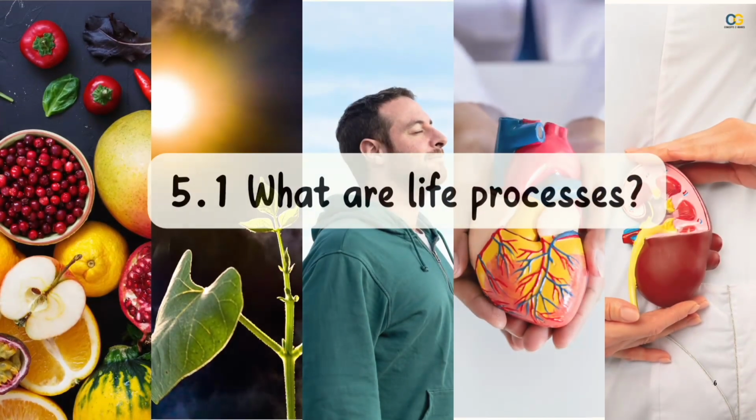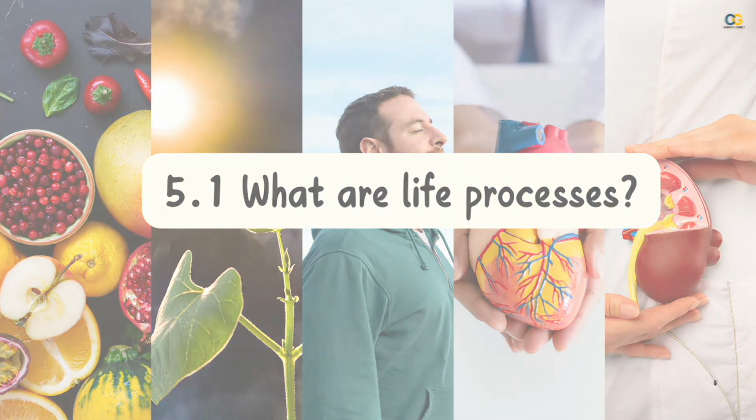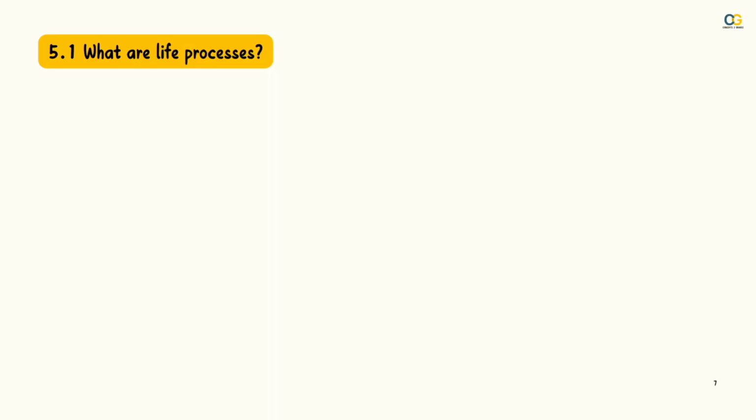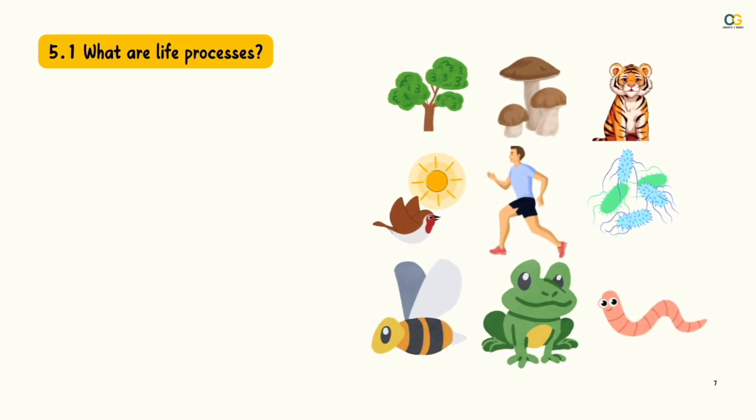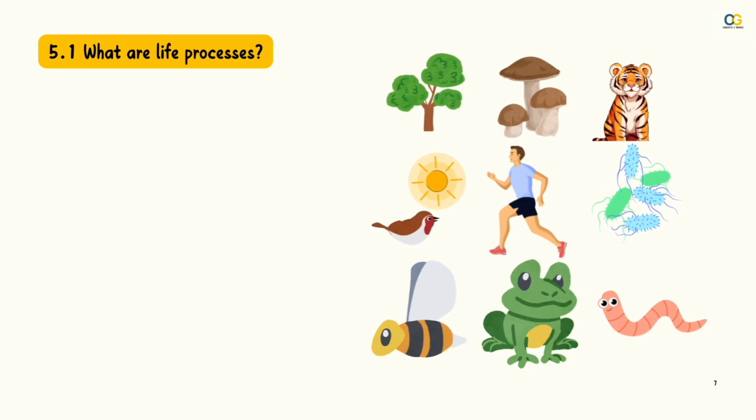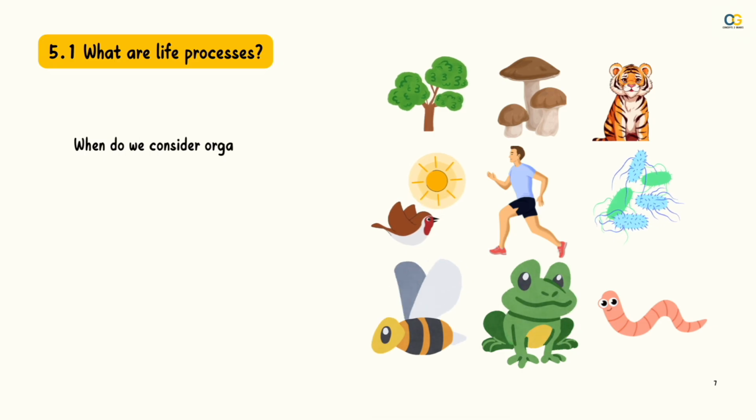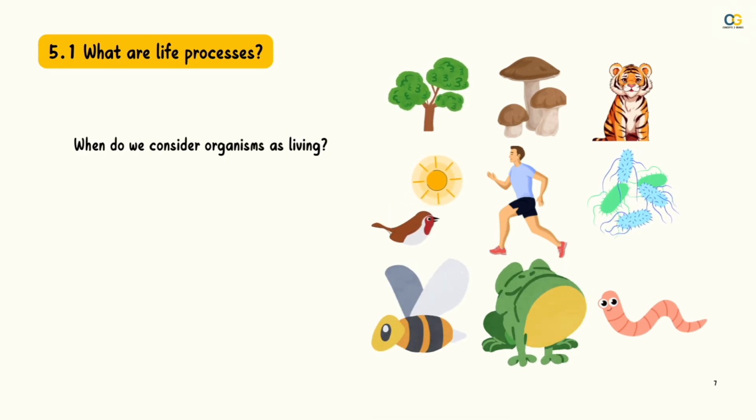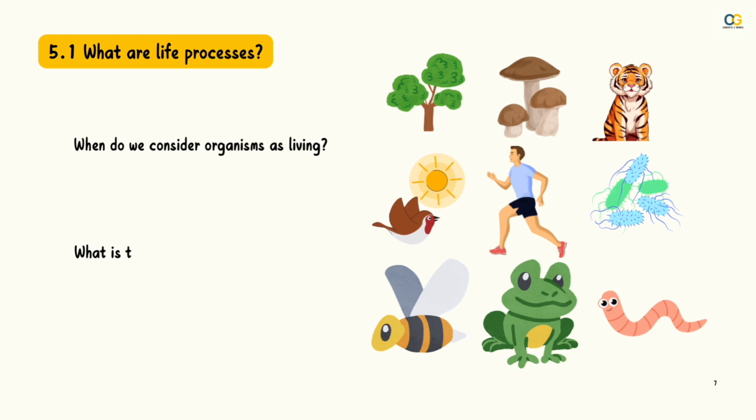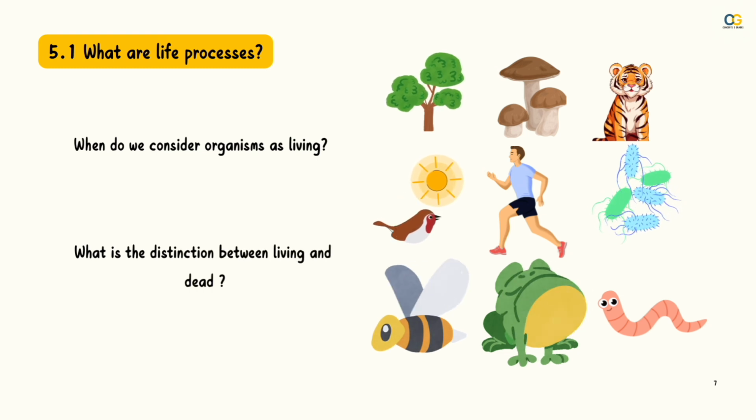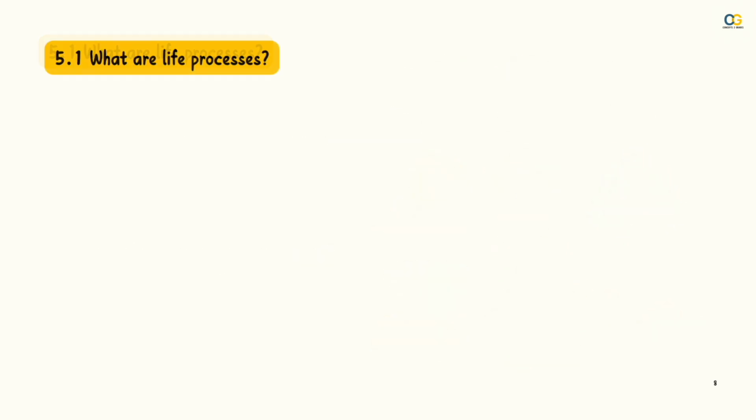Let us start with what are life processes. We see so many different organisms in our daily life like trees, fungi, animals, birds, human beings, bacteria, insects, and reptiles, and so much more. But when do we consider an organism as a living organism? How do we distinguish between a living and a dead organism? Let us try to answer that.